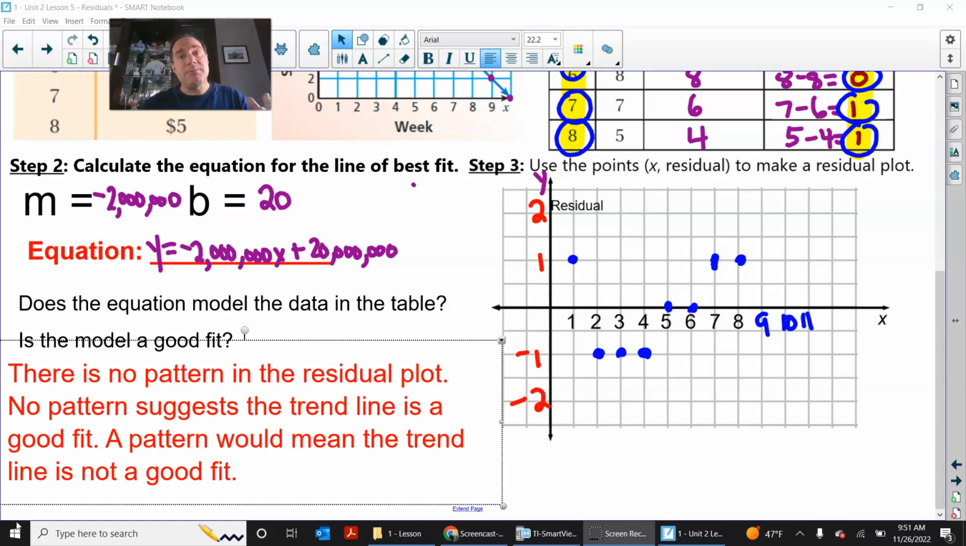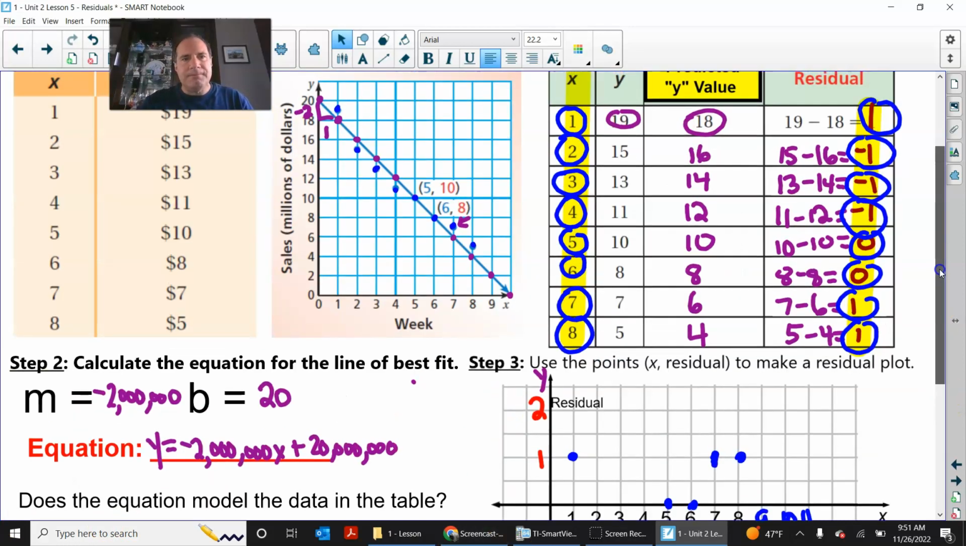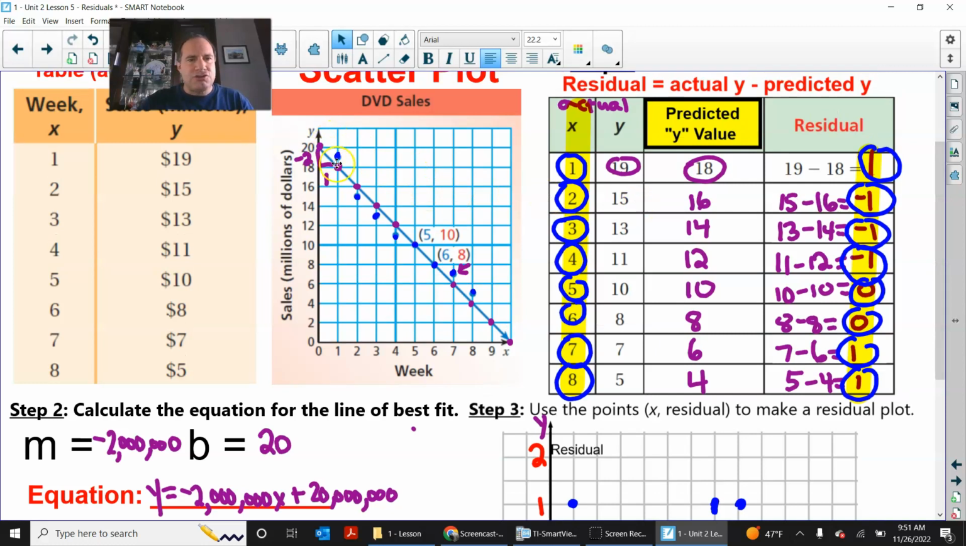Pattern like a U shape, bad fit. That means the trend line is not a good fit. When you're talking about drawing a trend line, it has to go through the center of all the points. So you're taking a look at this scatter plot right here, and this trend line that was drawn is a pretty good fit.